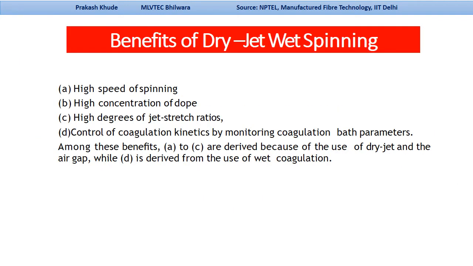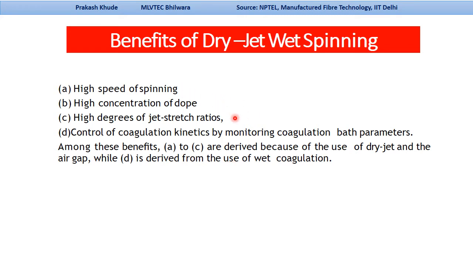So what are the basic benefits of dry jet wet spinning systems? First, high speed spinning is possible, along with high concentration of dope and a high degree of jet stretch ratio. These three benefits are derived from the use of the dry jet and the air gap. The last benefit, controlling the coagulation kinetics by monitoring the coagulation bath parameters, is derived from the use of wet coagulation.